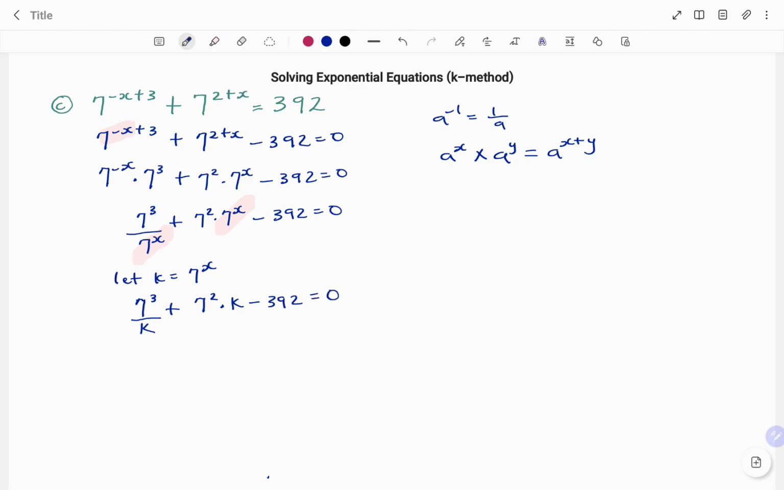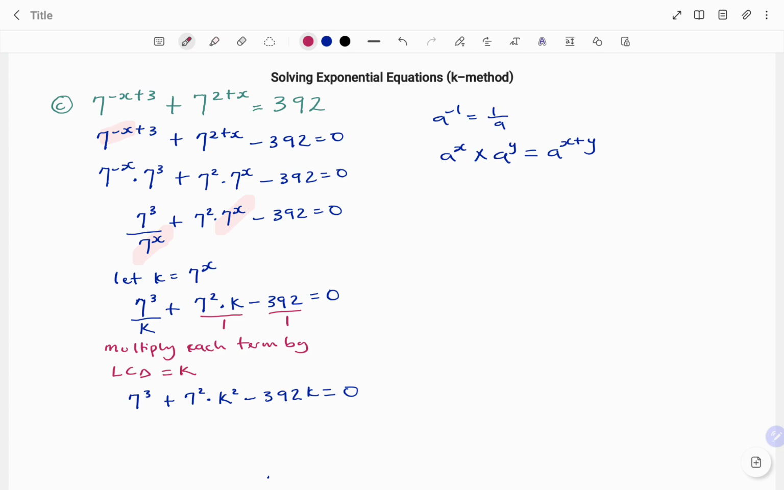I'm going to leave it as 7 squared for now, times k minus 392 equals 0. To make it a linear equation, I'm going to multiply each of the terms by k, and what that will give me is 7 cubed plus 7 squared times k squared minus 392k equals 0. The reason why I multiplied through by k is because my LCD is k. I have that as over 1. So I'm multiplying by my LCD.